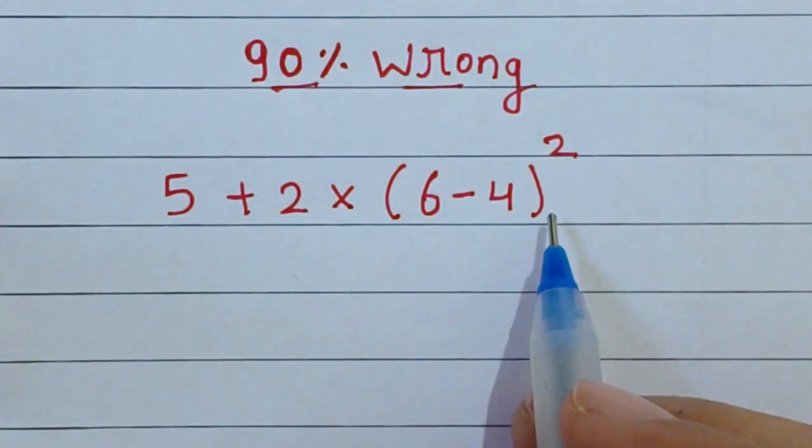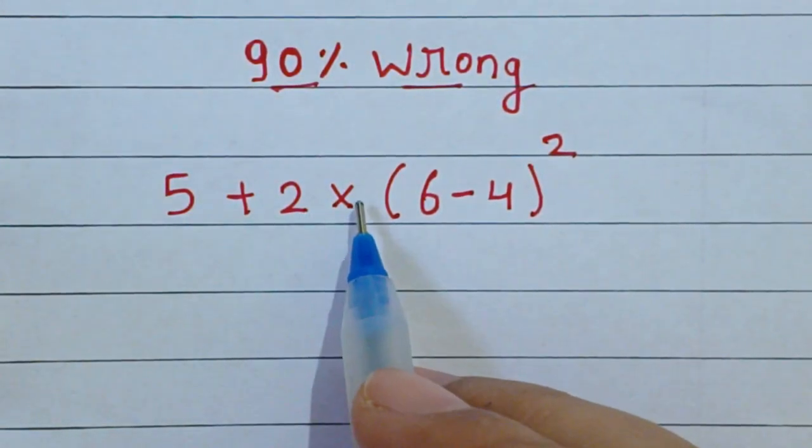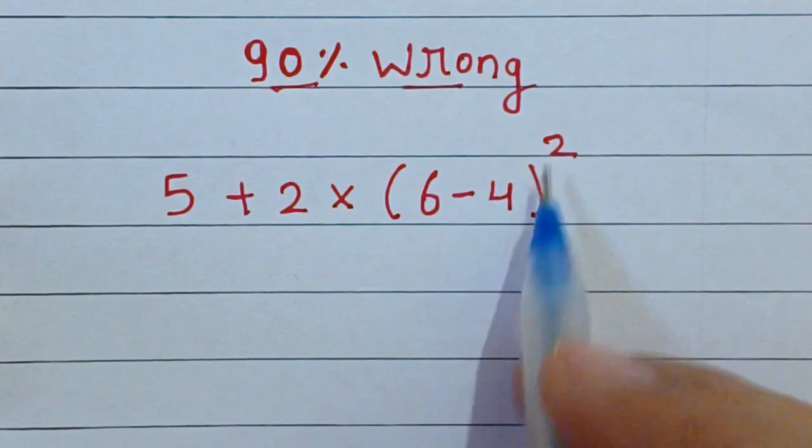Can you solve this expression, which is 5 plus 2 times (6 minus 4) the whole square?